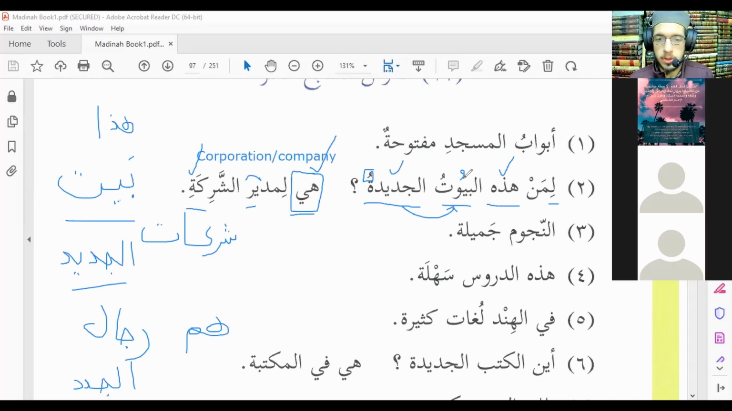But the hiya here is referring to buyut, which in its singular form is masculine. But since it's not a human being, once it becomes plural, we use feminine forms to refer to it. That's the only thing that's a little bit confusing: non-human nouns in the singular, some are masculine and some are feminine. But once they get into the plural, they're all feminine. Thank you. No, good question.